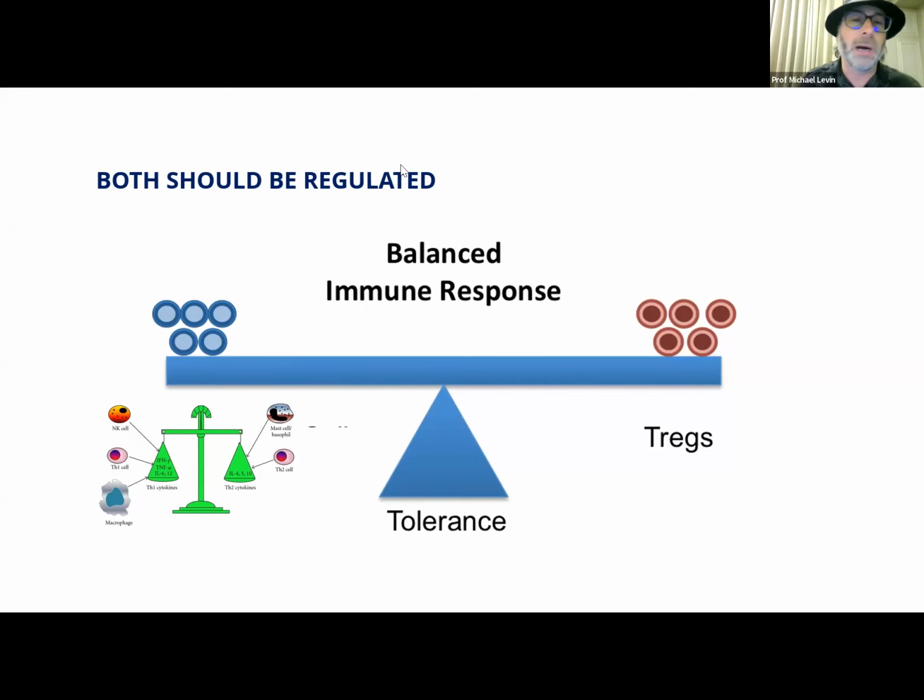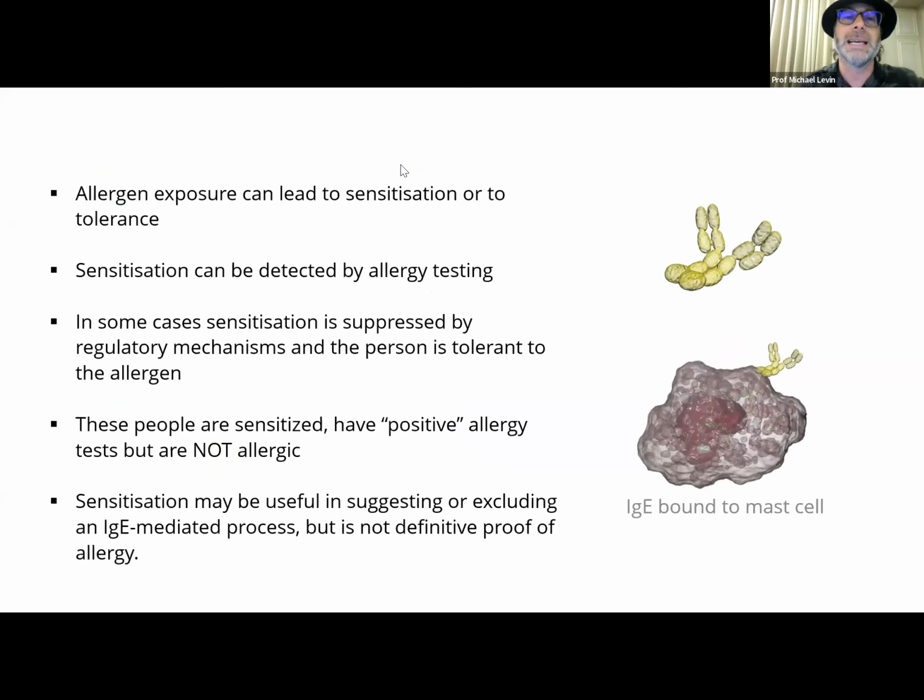So why is this important? Why am I yapping on about interleukins and regulatory T cells? I'm yapping on about it because we make mistakes. We make big mistakes in thinking that allergen exposure automatically leads to sensitization and then leads on to allergy. And that's not true, because allergen exposure can lead to sensitization. It can lead to the formation of those IgE antibodies, with the detection of those IgE antibodies either by skin prick testing or by allergy blood testing.